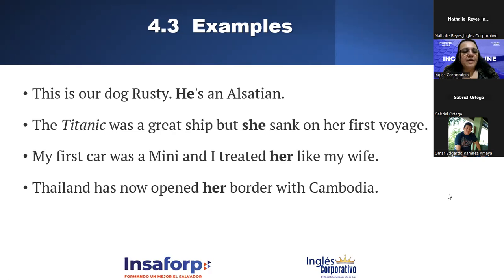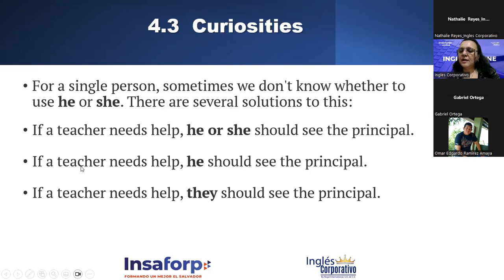Now, my first car was a Mini, and I treated her like my wife. Thailand has now opened her border with Cambodia. Si se fijan, aquí es un perro que debería de ser it y lo están diciendo he. The Titanic, que era un ship, y lo están tratando como she. The car and is her. And Thailand is a country and her border. So we are personifying: instead of using it, we are using she or her or he or him.